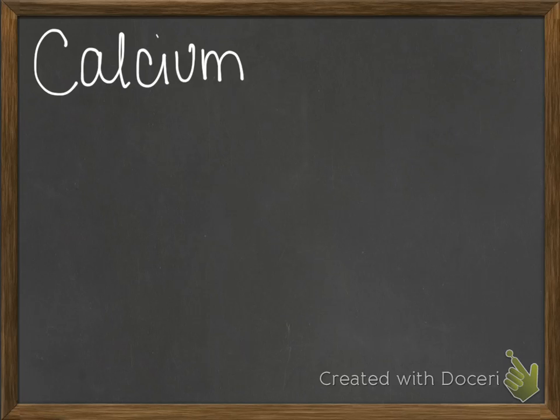Another very important component in our hemostasis is calcium. So calcium is needed almost at every point of our coagulation cascade. It's also referred to as factor 4. So we need it pretty much in any step.